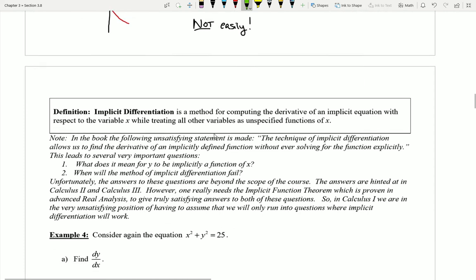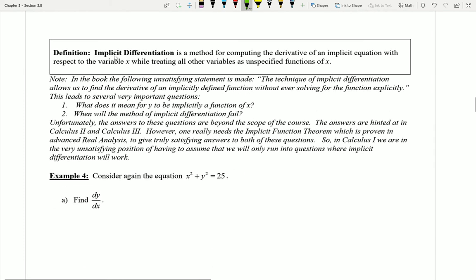Well, if you take a look down here at the definition, this is the idea of implicit differentiation. It says implicit differentiation is a method for computing the derivative of an implicit equation with respect to the variable x. So x is going to be treated like the variable. But every other variable that's in there, like any y's or z's or q's or any other variable, is going to be treated as an unspecified function of x.